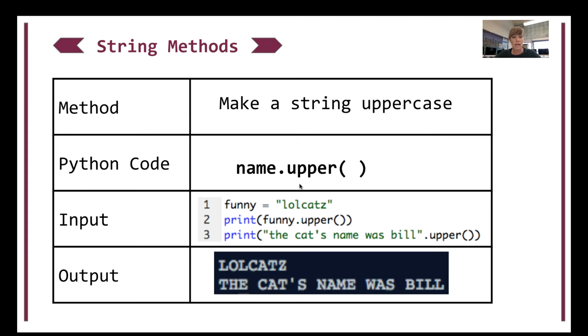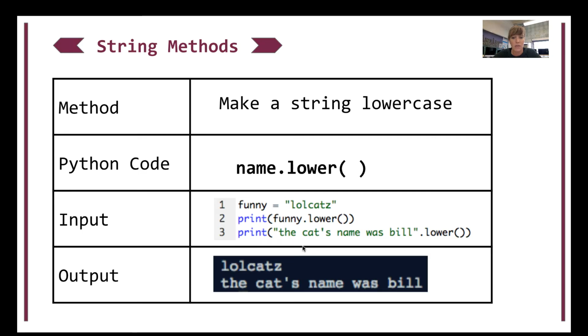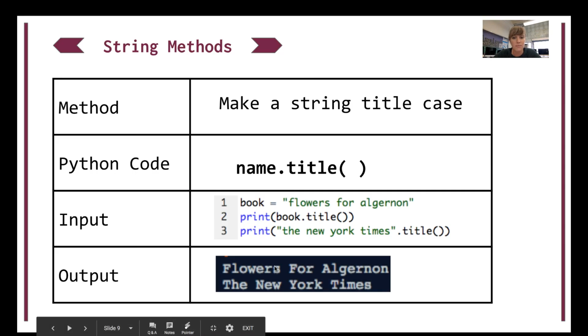Okay, so we did this. The name.upper puts everything in uppercase. Okay, the next thing is lowercase. So very similar. I wouldn't say upper here, I would say lower. I can call it on a variable, so I can say funny.lower, or I can call it directly on a string, and it gets the same thing but all in lowercase.